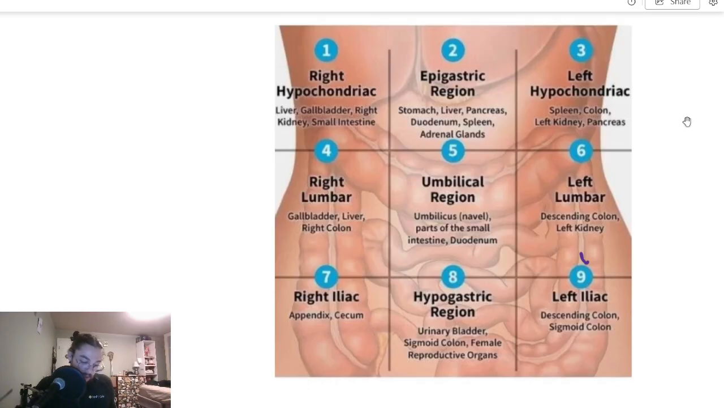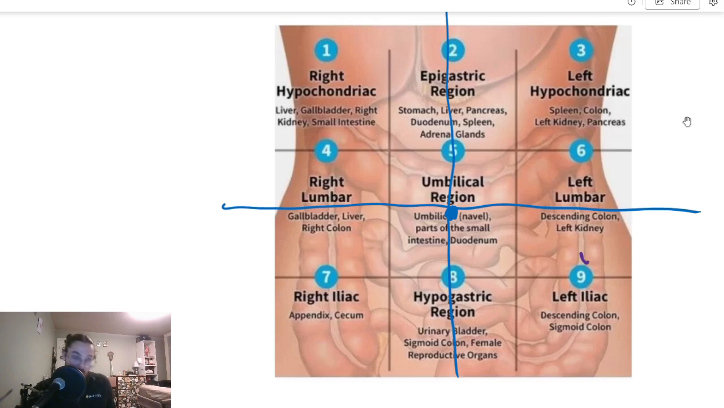Again, this is being split into 4 quadrants right at the umbilical region. So there's the umbilicus or your navel, also known as your belly button, right? Cool. So that's in the middle right there. Then left lumbar is just on the other side. So if you feel some pain right there, maybe you should get your kidneys checked out. All right. Then in the middle, on the bottom, that's where your bladder is. So you're talking about below the belly button here.